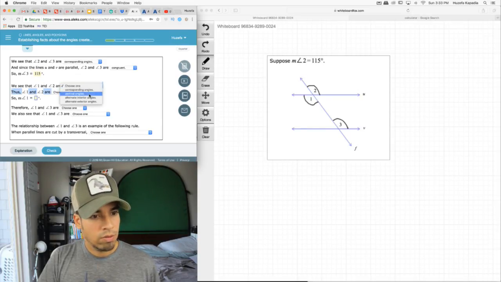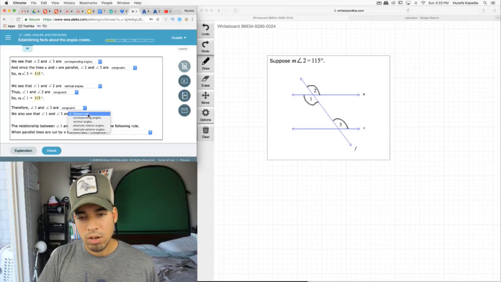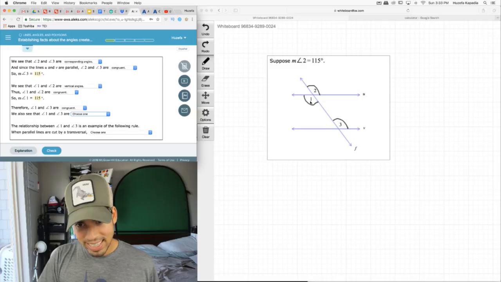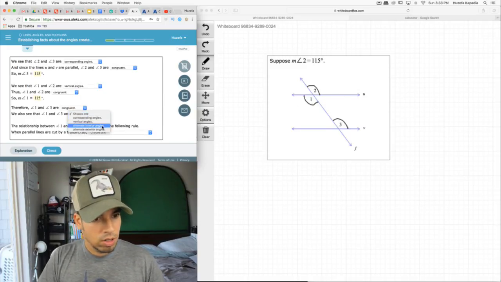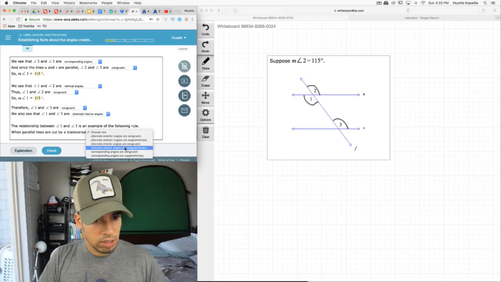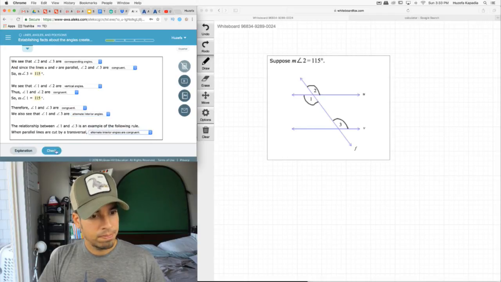Angles 1 and 2 are vertical angles, so they are also congruent. And angle 1 is also 115. Therefore, angles 1 and 3 are congruent. Angles 1 and 3 are what are called alternate interior angles because they're on the inside of these vertical lines. Therefore, alternate interior angles are congruent.